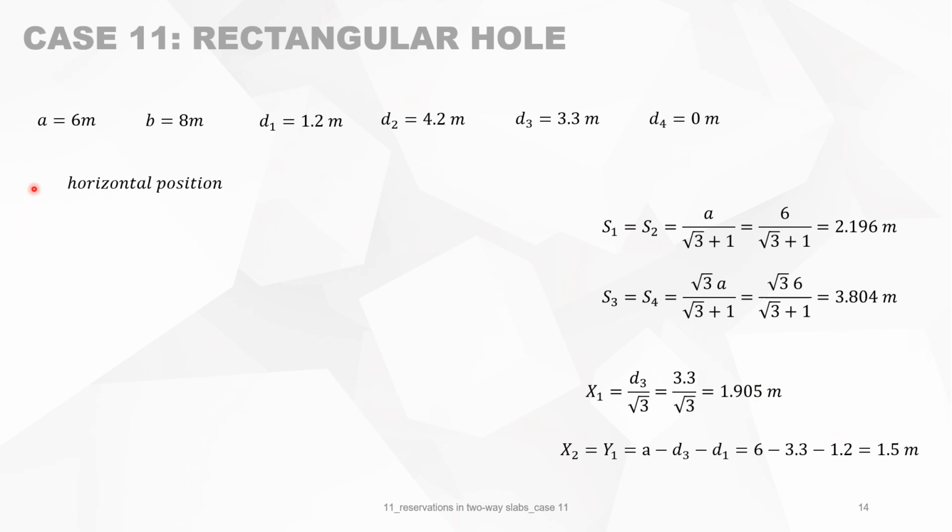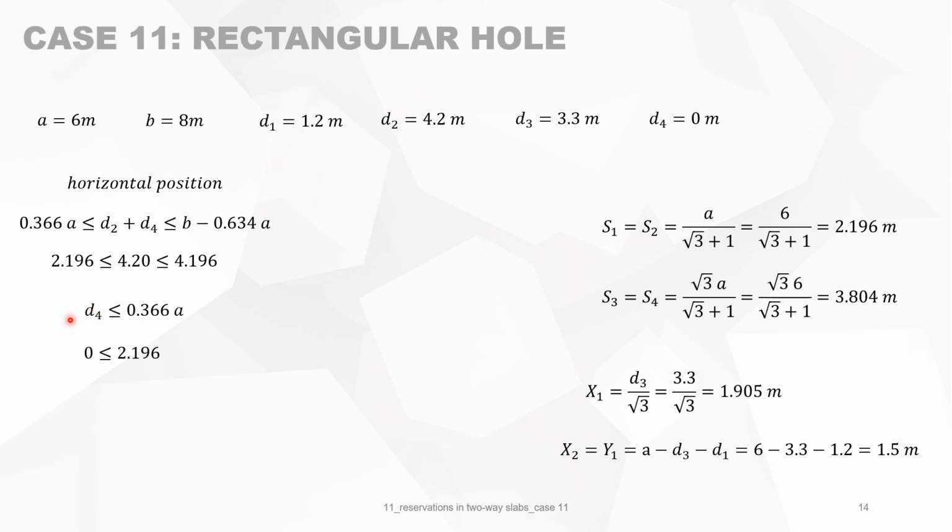We will check first if we can use the correct formula. So we look at the horizontal position. We know that this is the condition. So if you fill in the different parameters, you will see that this is right. 4.2 or 4.196 is just an error in accuracy, so that's okay. The 4 must be smaller than 0.36a. Okay, this condition is fulfilled.